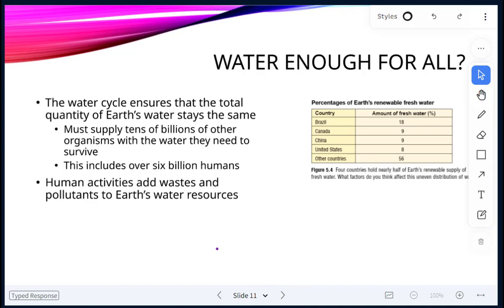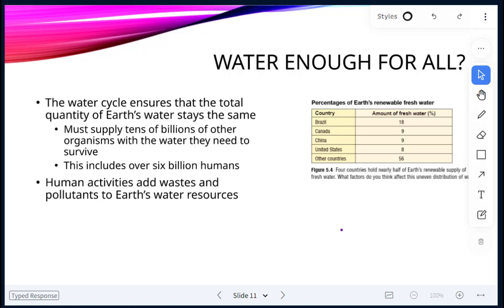Water enough for all. This is showing Brazil, Canada, China, United States, and then other countries, and the amount of fresh water in percent. So it's 4 countries that hold nearly half of Earth's renewable supply of fresh water. All right, so Brazil 18%, Canada 9%, China 9%, United States 8%, and the other countries total is 56%.